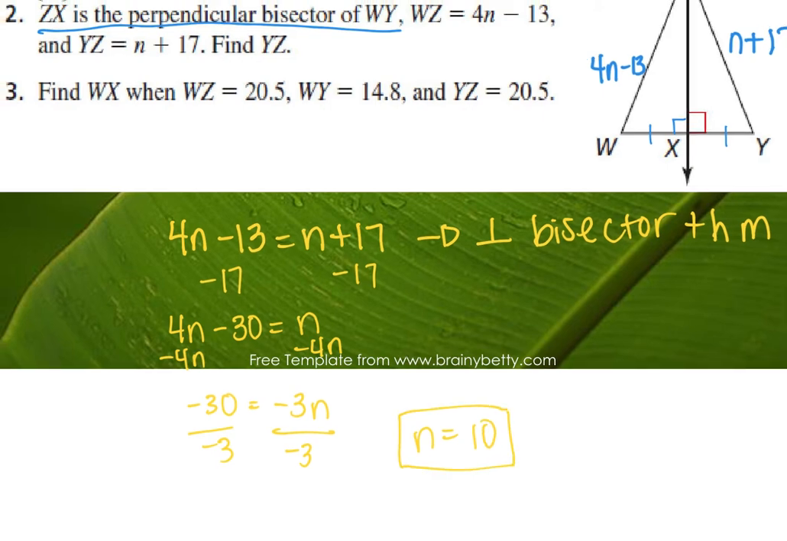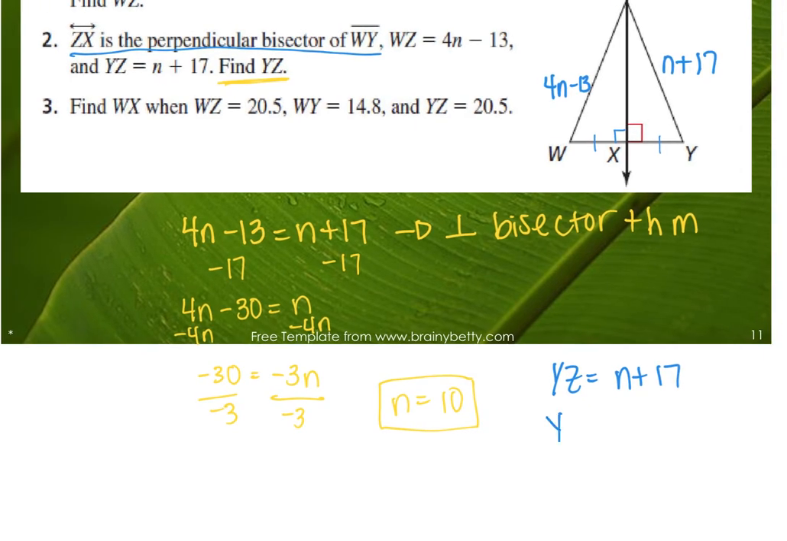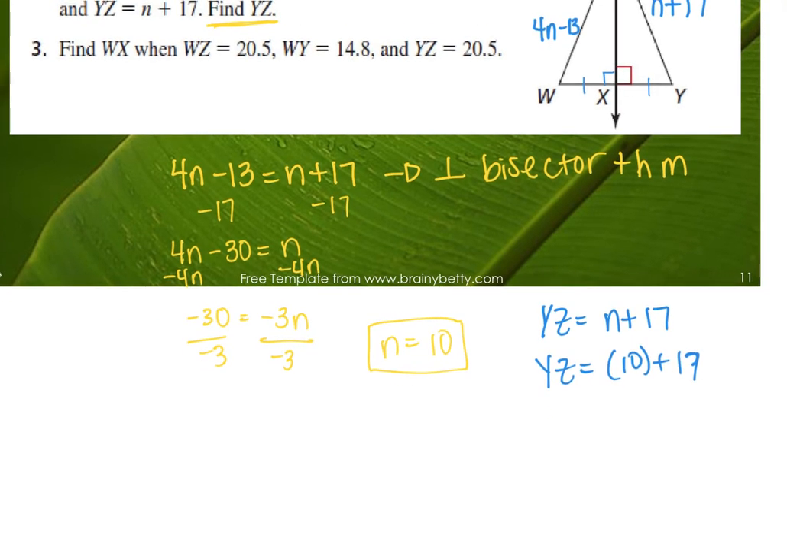You guys with me? Am I done? No. Why not? You have to plug it in. Very good. It says find YZ. Do you guys see that? What was the value of YZ? So YZ equals n plus 17. What's n? 10. So plug in 10. What's 10 plus 17, guys? 27. YZ equals 27. Not so bad, right?